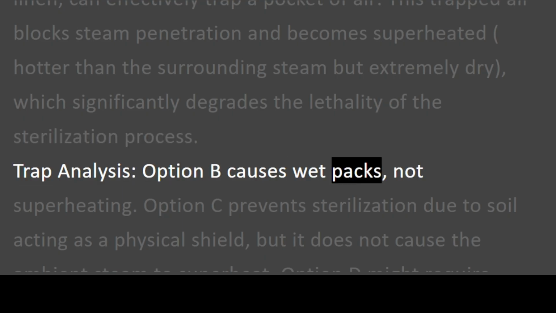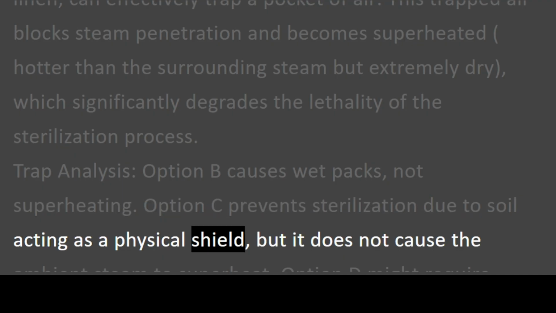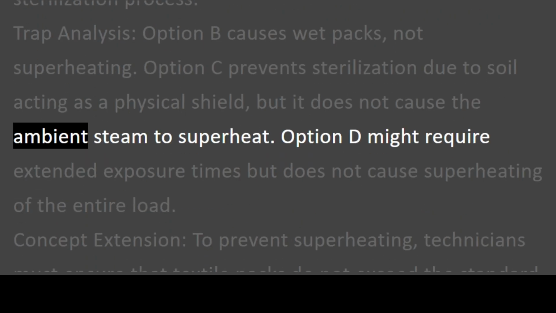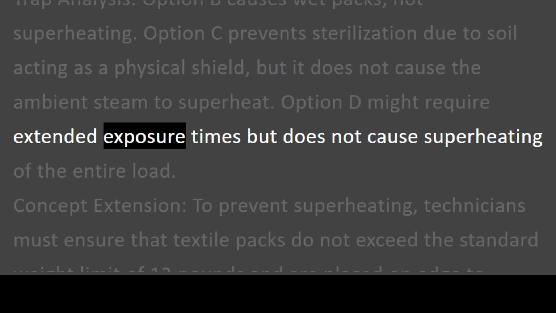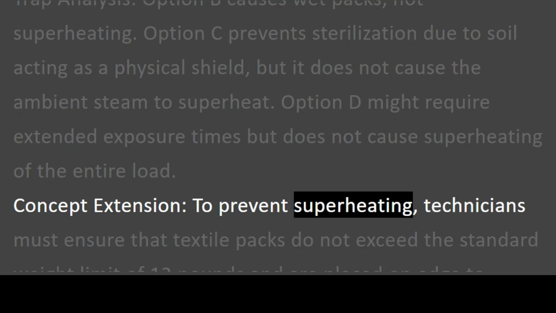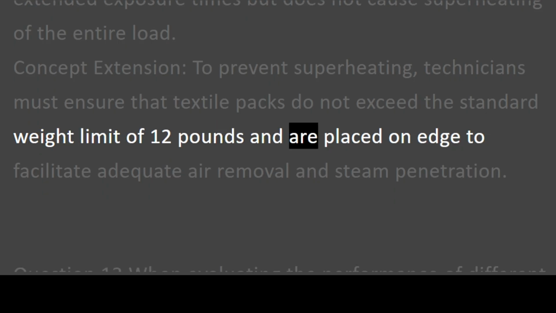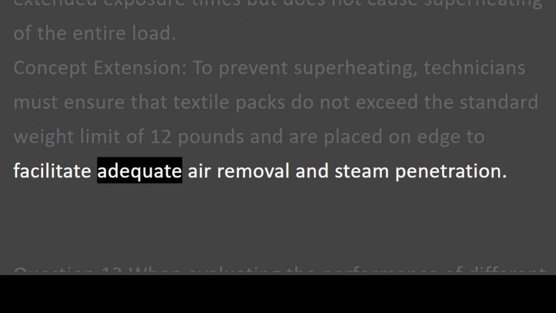Option B causes wet packs, not superheating. Option C prevents sterilization due to soil acting as a physical shield, but it does not cause the ambient steam to superheat. Option D might require extended exposure times but does not cause superheating of the entire load. Concept extension: to prevent superheating, technicians must ensure that textile packs do not exceed the standard weight limit of 12 pounds and are placed on edge to facilitate adequate air removal and steam penetration.